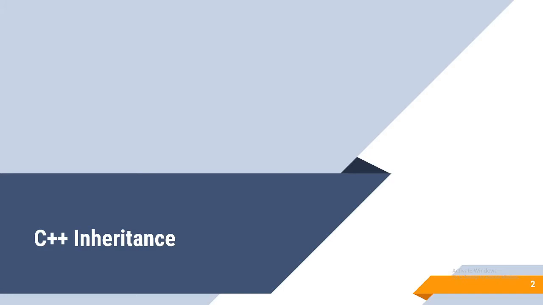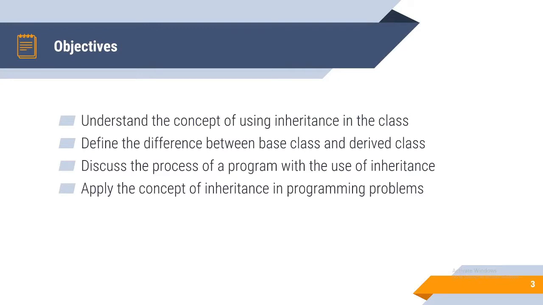But before that, let us go to the main objective of this discussion first. The objective of this discussion is to understand the concept of using inheritance in a class, define the difference between base class and derived class, discuss the process of a program with the use of inheritance, and apply the concept of inheritance in programming problems. I hope that at the end of this discussion all of these objectives will be attained. So let us start.